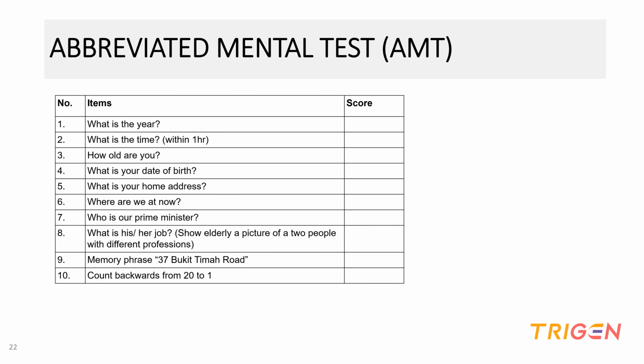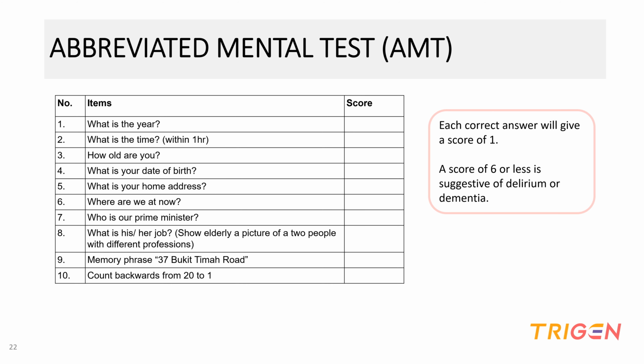We can use the abbreviated mental test, in short AMT, to assess if the elderly has dementia. There are 10 questions in total. Each correct answer will give a score of 1. A score of 6 or less is suggestive of delirium or dementia. Further tests are then necessary to confirm the diagnosis.